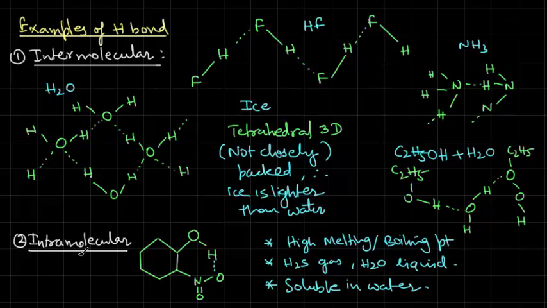There is one more kind of hydrogen bond which is intramolecular. It's within the same molecule that this hydrogen bond exists. You can see from this figure that this oxygen and this hydrogen have a hydrogen bond between them. It allows them to complete this hexagonal shape.